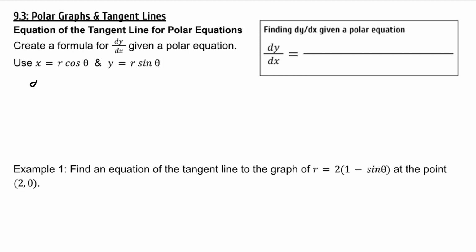So I'm going to begin by deriving x with respect to theta. This will require the product rule. First function times the derivative of the second plus the second function times the derivative of the first. Remember, we're deriving with respect to theta, so deriving r with respect to theta will not be 1, it will be dr d theta.